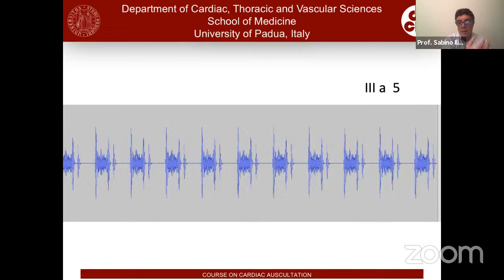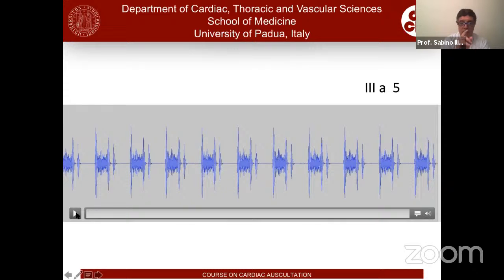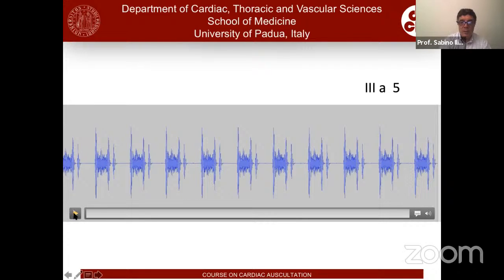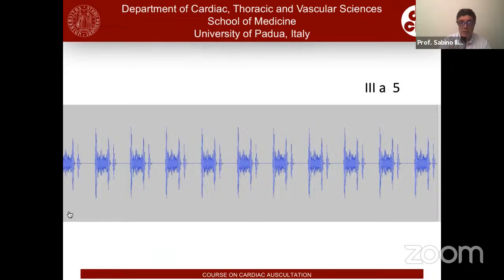The third sound is a low intensity, low frequency sound. It's not like ta, it's like boom. It's a low frequency sound. So please, let's do it again, watching, and then we will do the same thing without access to the phonocardiogram. See what's happening and try to synchronize what you see with what you hear.